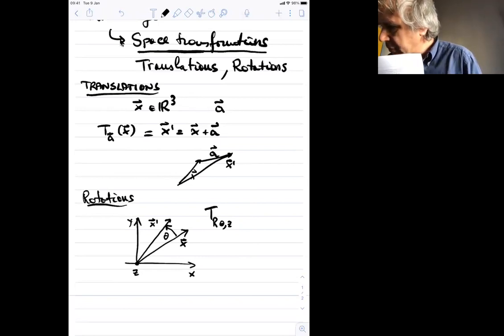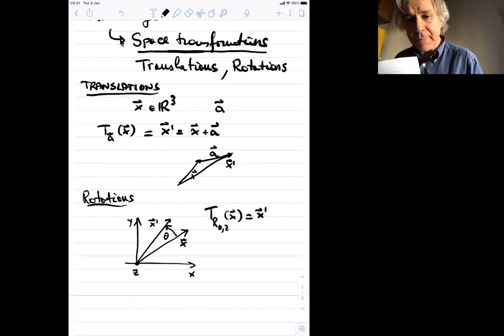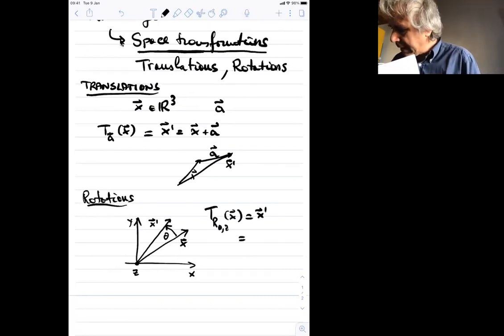So let me just draw it better, maybe. I just use the notation, the transformation of theta and z of x is equal to x prime, okay? Do you know how to express x prime? Presumably, yes. X prime is equal to a rotation matrix applied to the vector x, y, and z, which is the coordinates of my vector x, right?